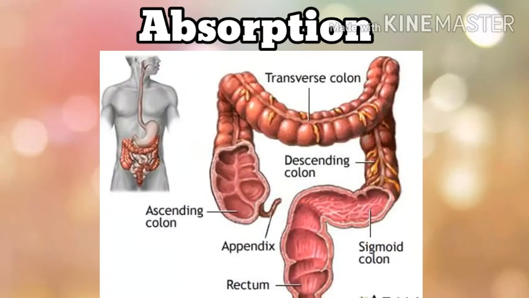A part of absorption takes place in the large intestine also. The undigested food passes from the small intestine into the large intestine. The remaining water present in the food is absorbed in the large intestine. After the absorption of water, an indigestible food matter is formed that is called faeces. Faeces is the indigestible waste matter formed after digestion that will be expelled from the body later.